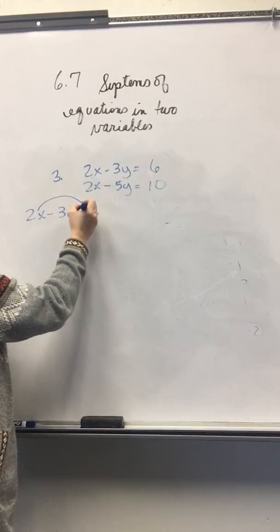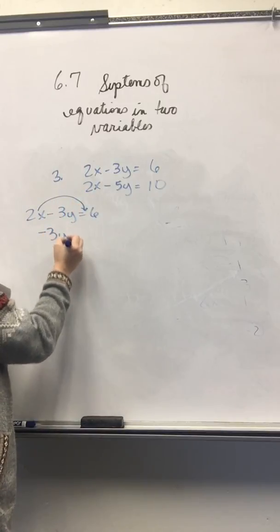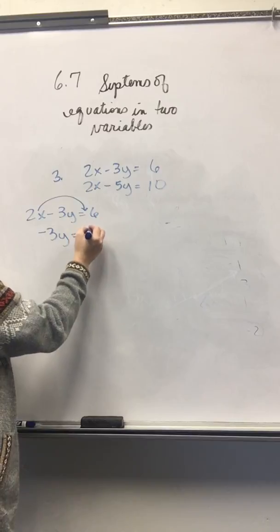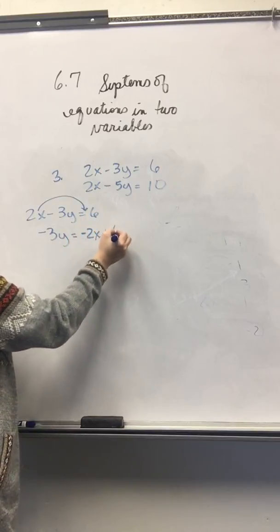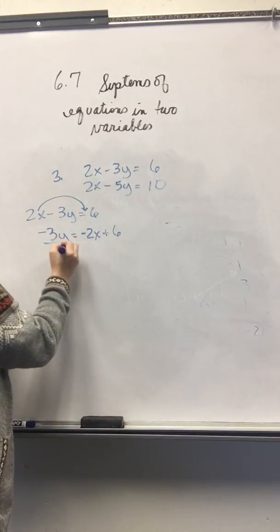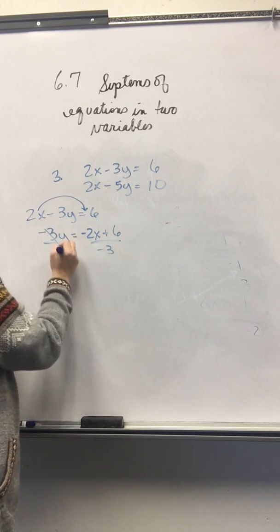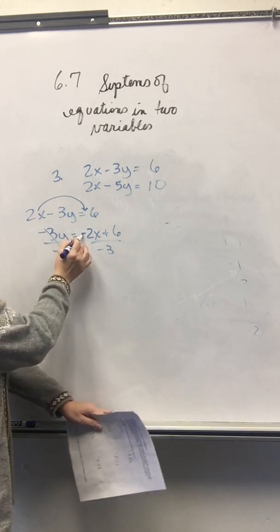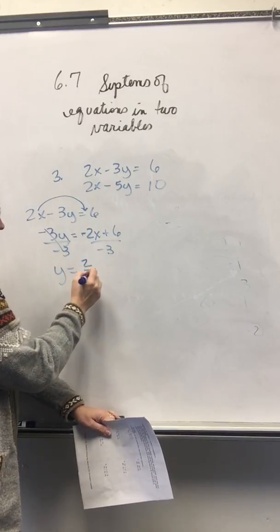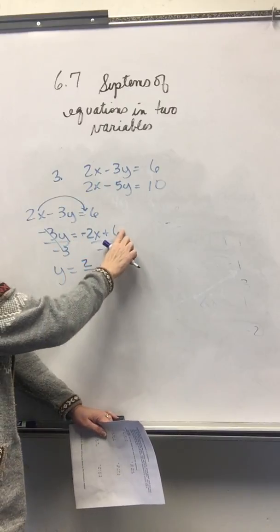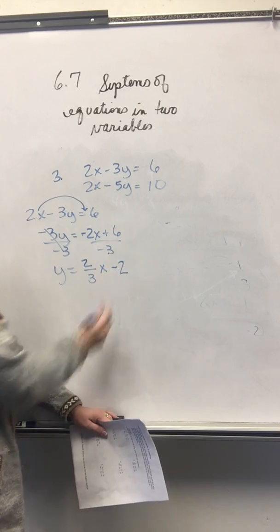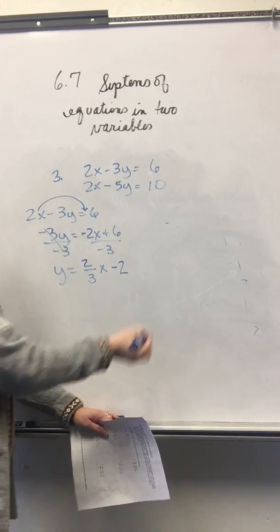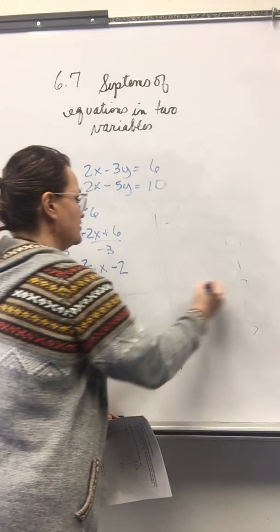I'm going to throw the x across the line, making it -3y. This moves over to -2x and bring down the +6. Divide by -3 on each side. So to solve it for y and get it in slope-intercept form, we have a negative over a negative, making it a +2/3 x, and a 6 divided by -3 is -2. So this will be graphable by the slope-intercept method.